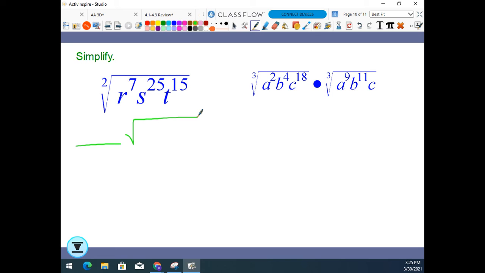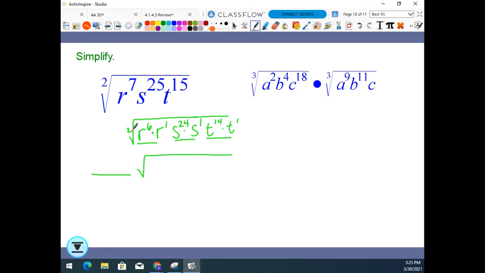Now, there's a couple of different ways to think about this. 2 can't go into 7, but it could go into 6 evenly. So I'm going to break 7 into 6 and 1. 2 cannot go into 25 evenly, but it could go into 24 with 1 left over. And then 15, I'm going to break it into 14 and 1. So I just split apart my variables. Well, I guess I'm going to save this for my next step. Sorry.